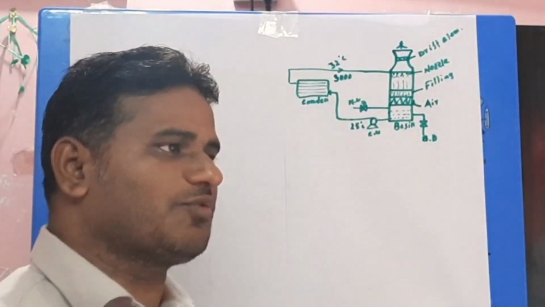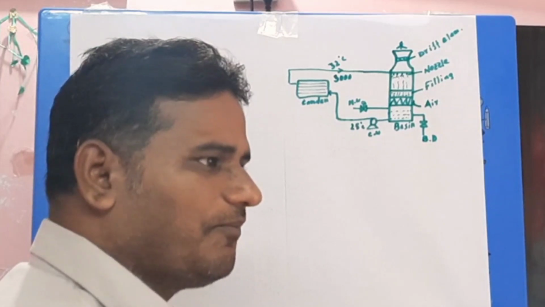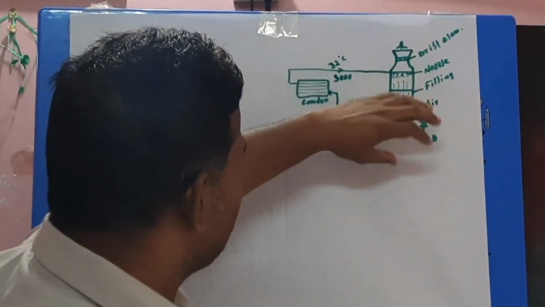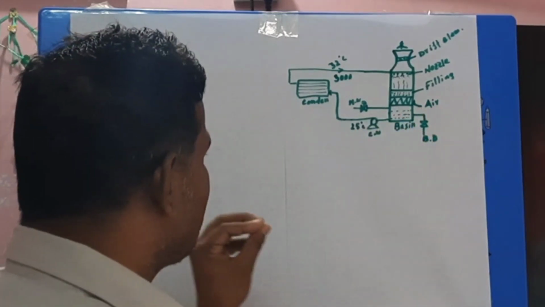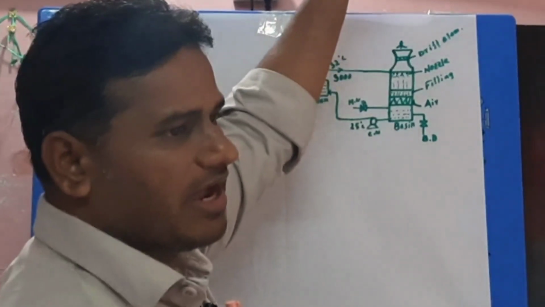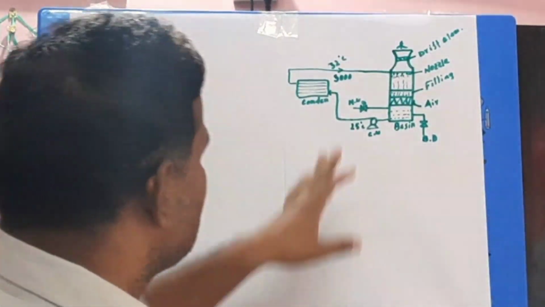The main difference between the induced draft cooling tower and the forced draft cooling tower is that in the induced draft cooling tower the air is taken in by sucking, while in the forced draft cooling tower the air is provided from the downside and goes to the atmosphere. This is the main difference. So today I am discussing the induced draft cross flow cooling tower.